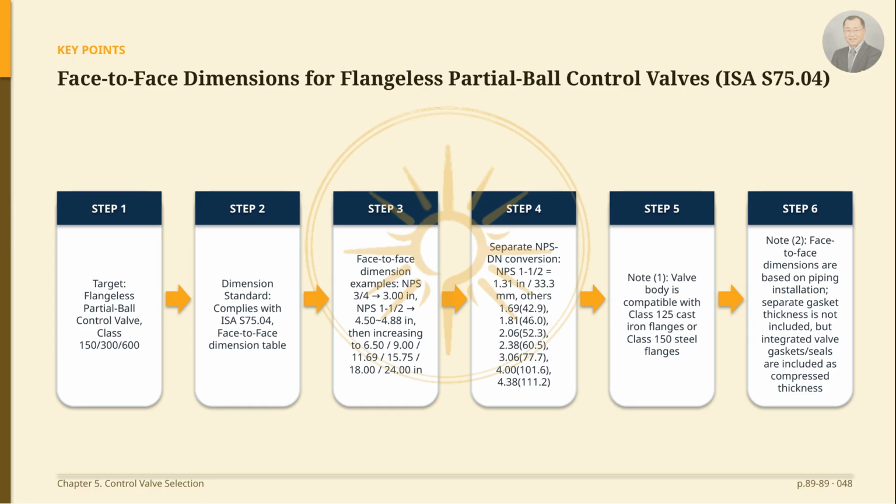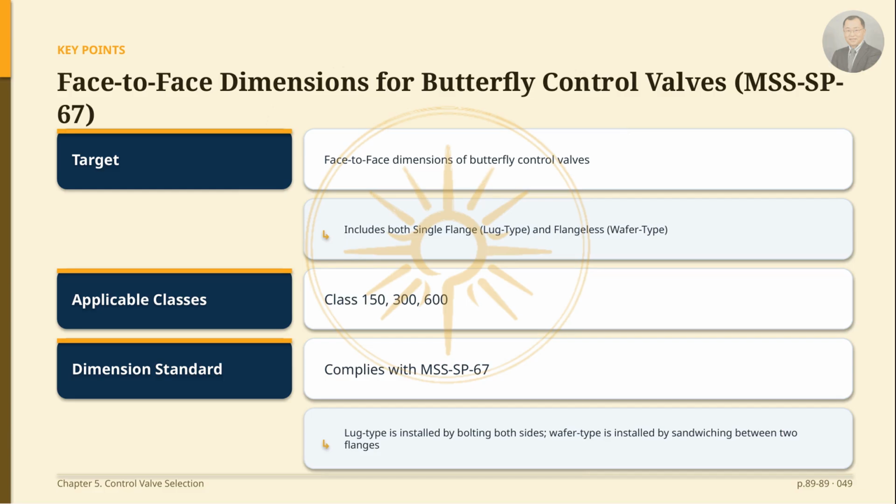I would like to introduce the face-to-face dimension standards for butterfly control valves. This dimension table covers both single flange, or lug type, and flangeless, or wafer type, butterfly valves. The applicable classes are Class 150, 300, and 600, and the dimensions follow the MSS SP 67 standard. Please keep in mind that the lug type is bolted from both sides, while the wafer type is installed by being sandwiched between two flanges.